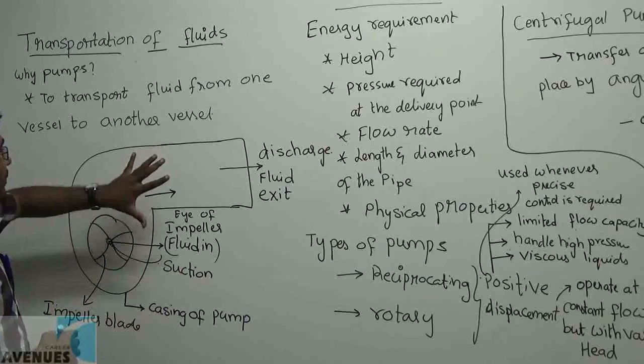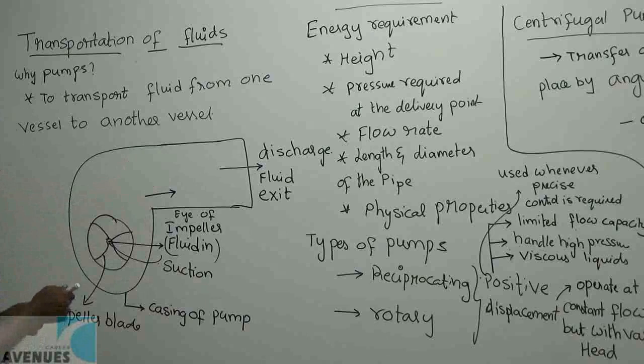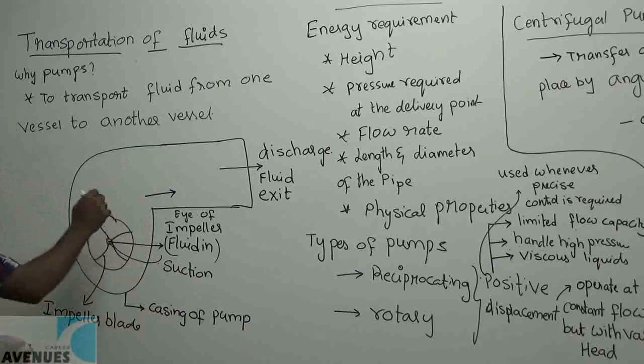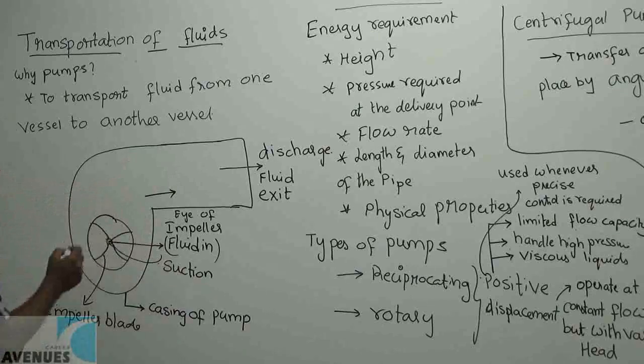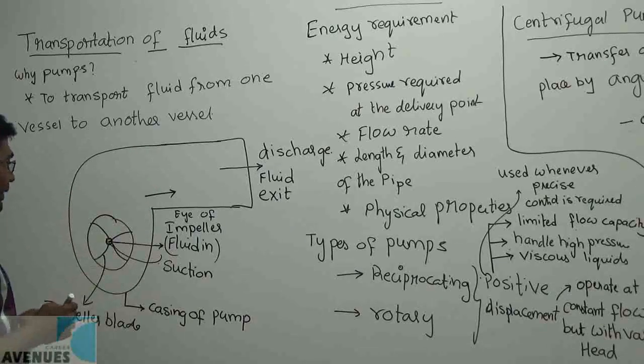This is the schematic of a pump. You have an impeller, which is driven. The fluid coming in goes to the eye of the impeller. They call it the eye. This small circle is what we call the eye of the impeller. This is where the suction point is.